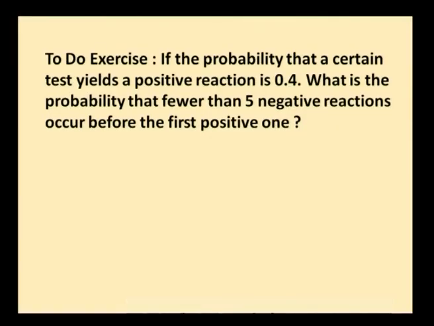If the probability that a certain test yields a positive reaction, considered as success, is 0.4, what is the probability that fewer than 5 negative reactions occur before the first positive one? So, you are asked to find P of x less than 5, where the probability p is given to be equal to 0.4.